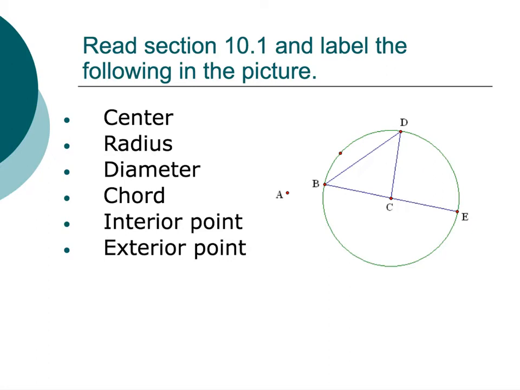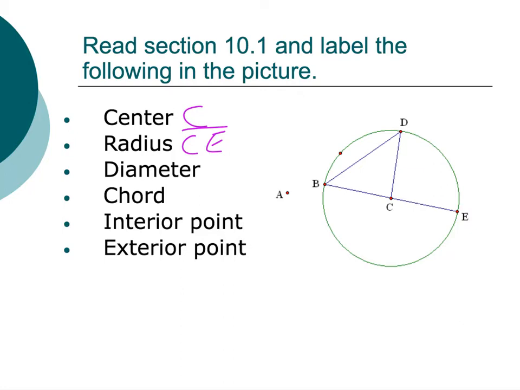So our center would be point C. Our radius, well, there's multiple radii in this picture. One of them would be, let's say, CE. Segment CE would be a radius. We also have BC and DC, if you were wondering. The order in which you label them, whether it's BC or CB, does not matter. It's a segment, so you can reverse it.